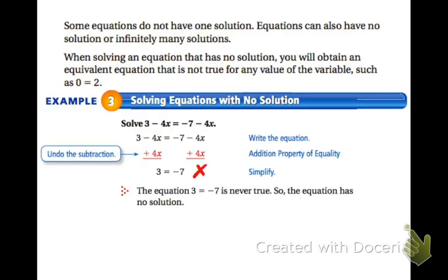Example 3 shows 3 minus 4x is equal to negative 7 minus 4x. So you've written the equation. Now you're going to use the addition property of equality to get the variables on one side. So you add 4x to undo the subtraction to both sides, but note what happens here. It cancels on this side and it cancels on this side, because on both sides negative 4 plus 4 is 0. You are left with an expression that simplifies to 3 is equal to negative 7, and this is never true. So because it's never true, we would say this has no solution.